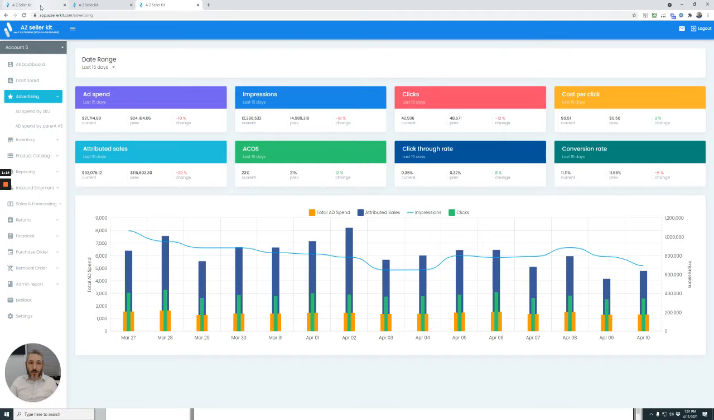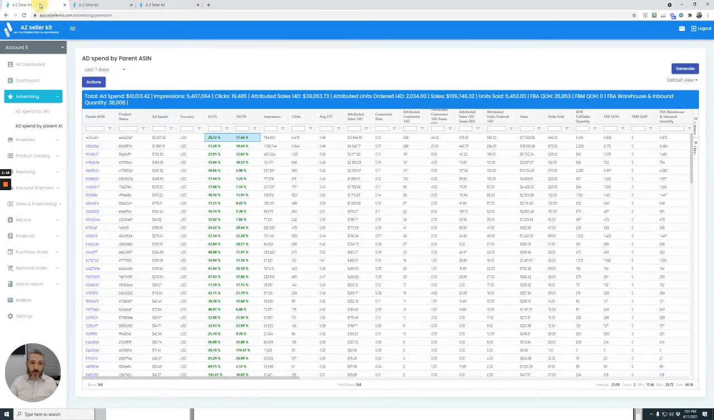Now I want to get into some of the two reports that we have. So the first one I want to take is actually the ad spend by parent ASIN. This one really excites me. It's how we should all be looking at our data, especially if we're running variation listings.